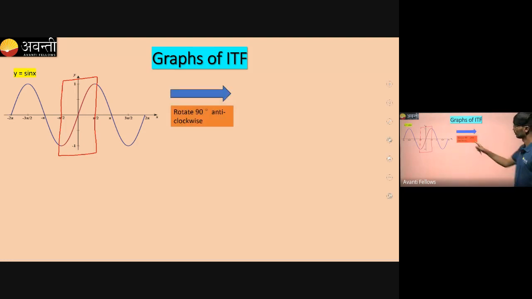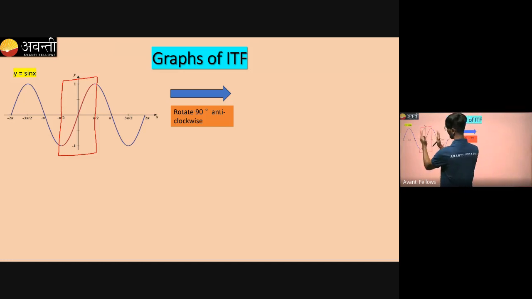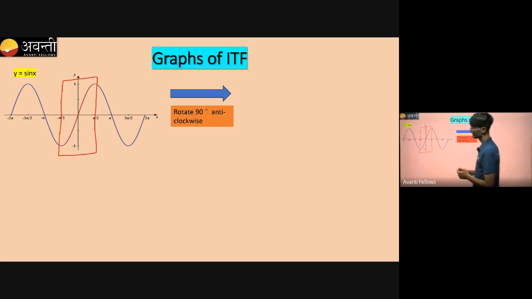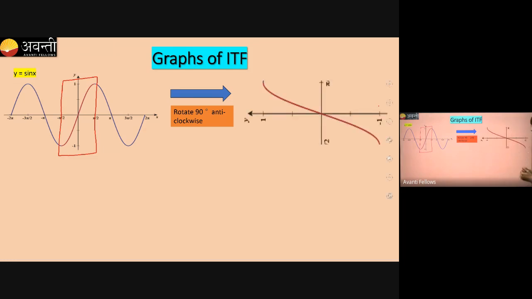First step: rotate 90 degrees anti-clockwise. If I rotate this graph 90 degrees anti-clockwise like this, from here it will go here. Can you imagine how it will look? I'll give you 5 seconds to imagine it. How will it look if I rotate this shape 90 degrees anti-clockwise? It will look like this. If I rotate this 90 degrees anti-clockwise, it will look like this. This is step one.